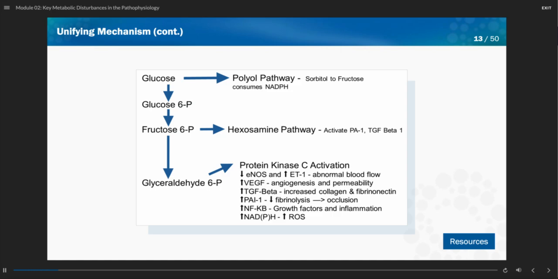Protein kinase C is probably one of our worst actors, where there's a whole kind of list of things that are activated: growth factors, inflammation, decreased fibrinolysis, angiogenesis, permeability, abnormal blood flow. There is a lot of negative effects.